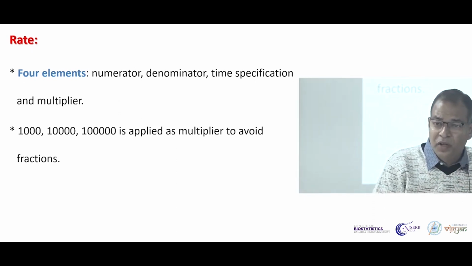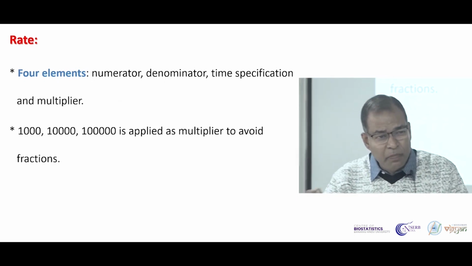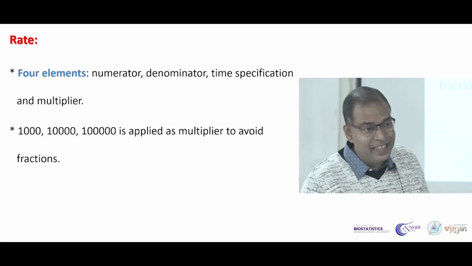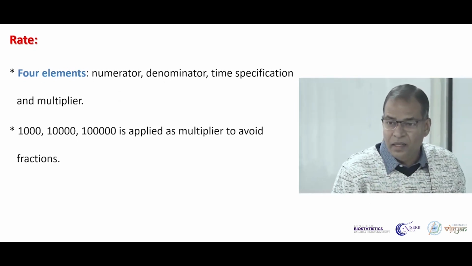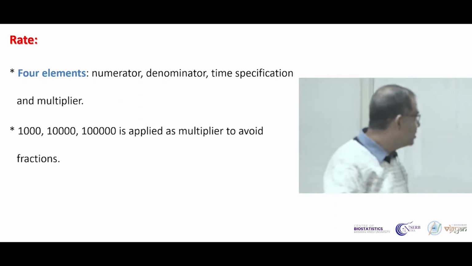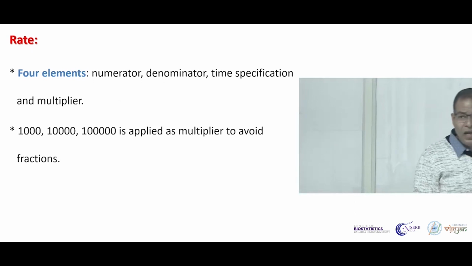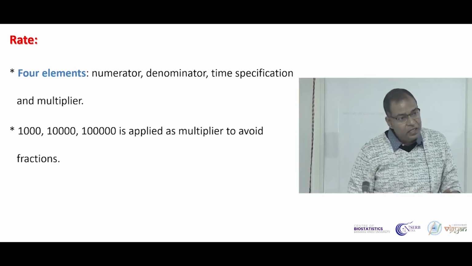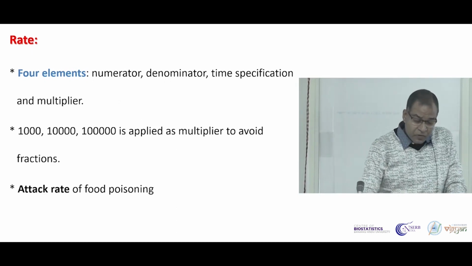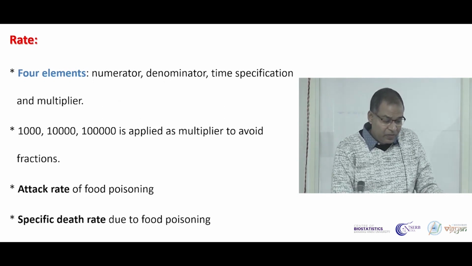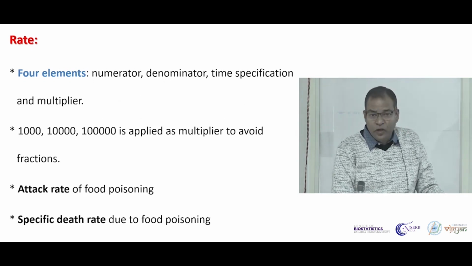If I say the rate is 0.003 per 1000, then you have to think about it. But if I say instead 3 per 1 lakh, then now you can visualize and understand. So in rate, we generally select the multiplier on the higher side just to avoid fractions, so that we can have a manageable whole number. Is this clear? So this is all about the rate. Attack rate of food poisoning is a very common rate we calculate. Specific death rate due to food poisoning is also one of the rates that we calculate, right?